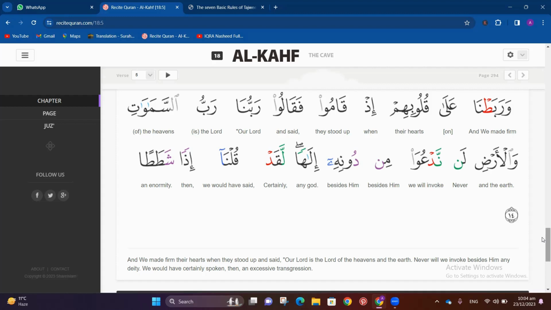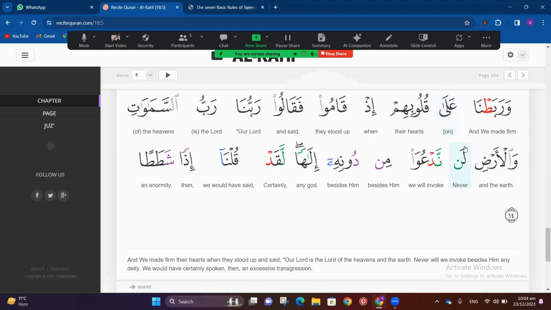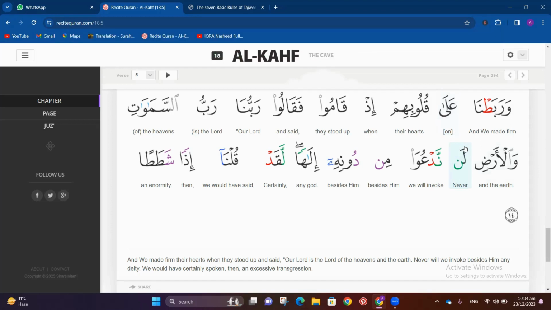وَرَبَطْنَا عَلَى قُلُوبِهِمْ. And then there is ayn. Okay. So this letter is pronounced from the middle portion of our throat; ayn is articulated from the middle portion of our throat. Ala.